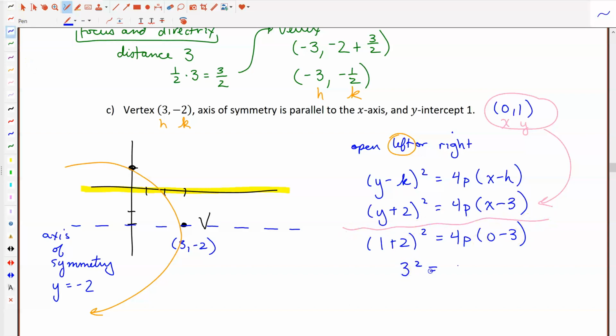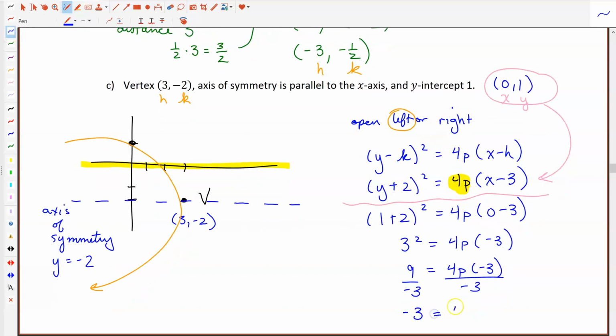So this is going to give me 3 squared is equal to 4p times -3. So 9 is equal to 4p times negative 3. Now, if you wanted to, you could multiply that out. But remember, I don't really want to know what p is. I want to know what 4p is. That's what I'm going to substitute back into the equation right here in order to finish this. So I'm just going to leave this 4p chunk of information alone. So just get rid of that negative 3 that I don't want on that side. So I get negative 3 is equal to 4p. Alright, so then that's going to wrap up my equation. So I'm going to have (y + 2) squared is equal to -3(x - 3).